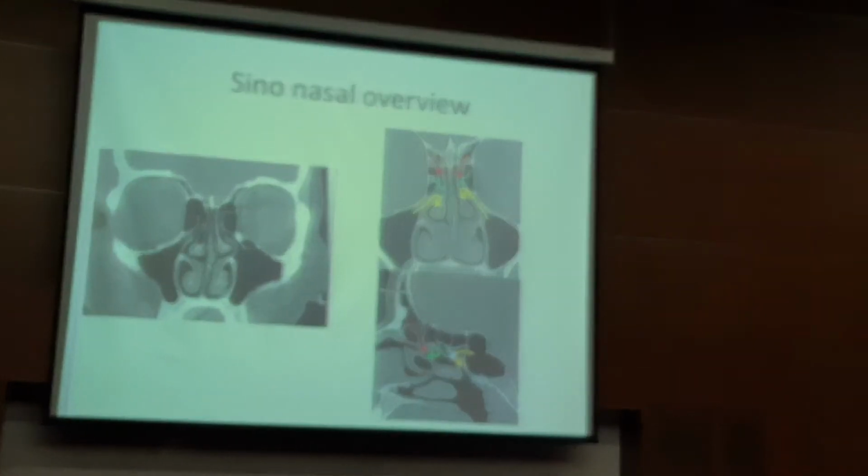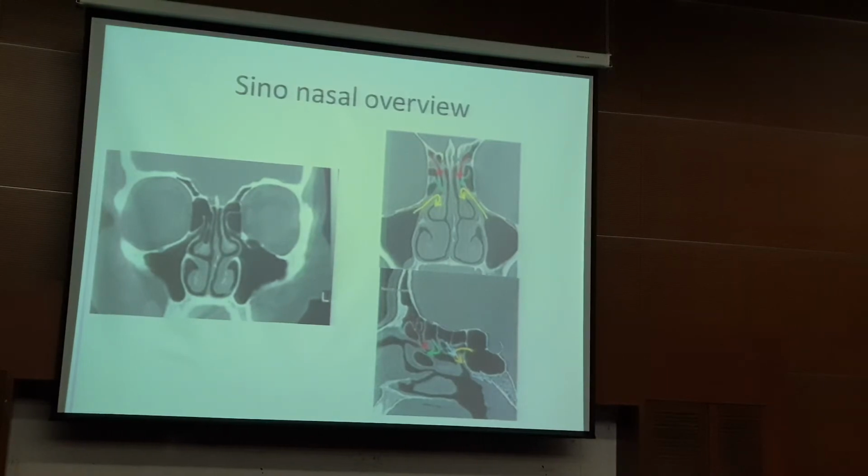So this is an overview of the CT scan done in the coronal plane, and here you can see the different sinuses which can be visualized. The best plane to look at the paranasal sinus, the osteomeatal unit or osteomeatal complex, would be the coronal view. Here you can see the frontal sinus, the ethmoid sinus, the maxillary sinus, and the OMU itself. These arrows show you the drainage pathway of the secretions coming from the individual sinuses. The red one is the drainage pathway for the frontal sinus, and they will all drain into the middle meatus.